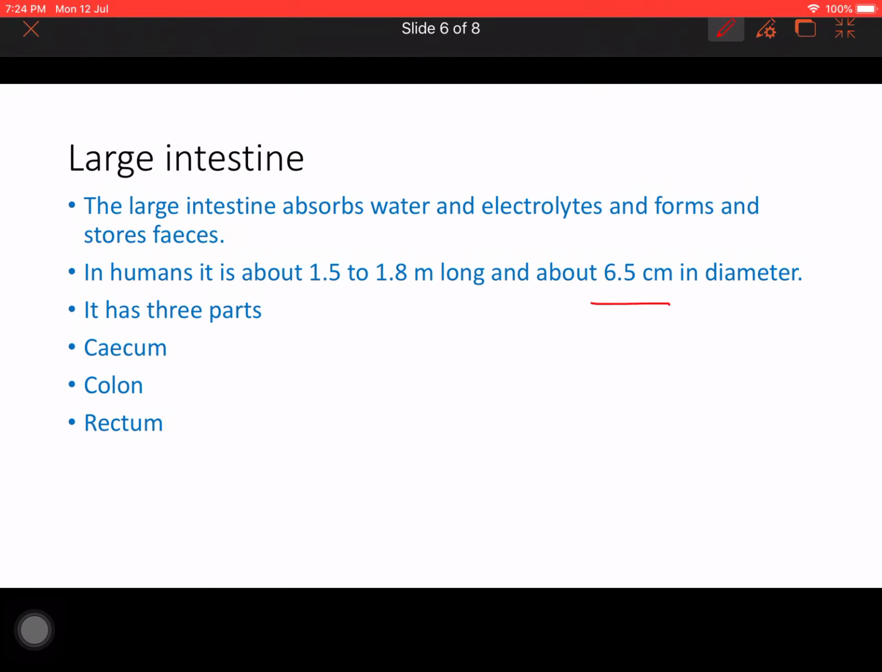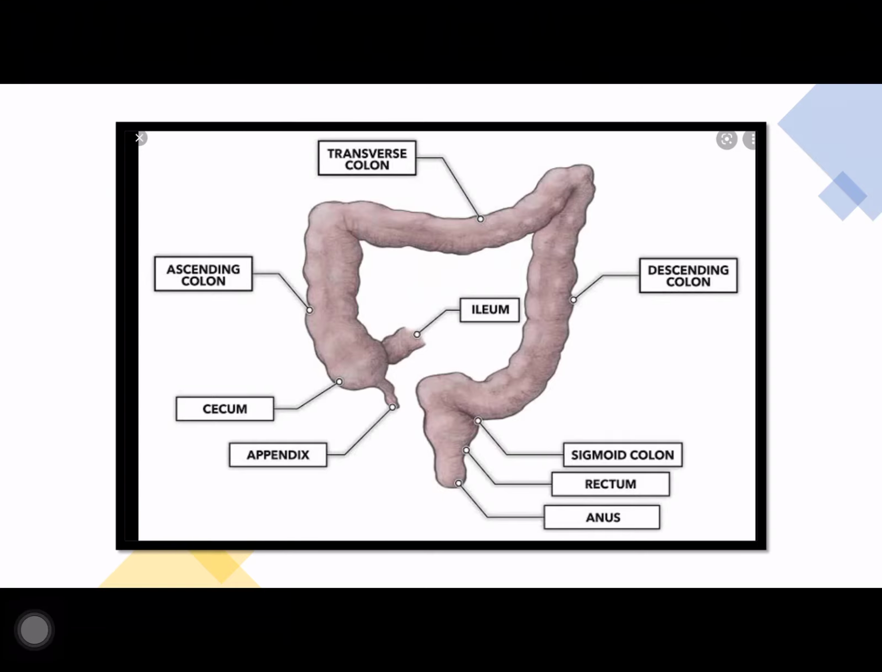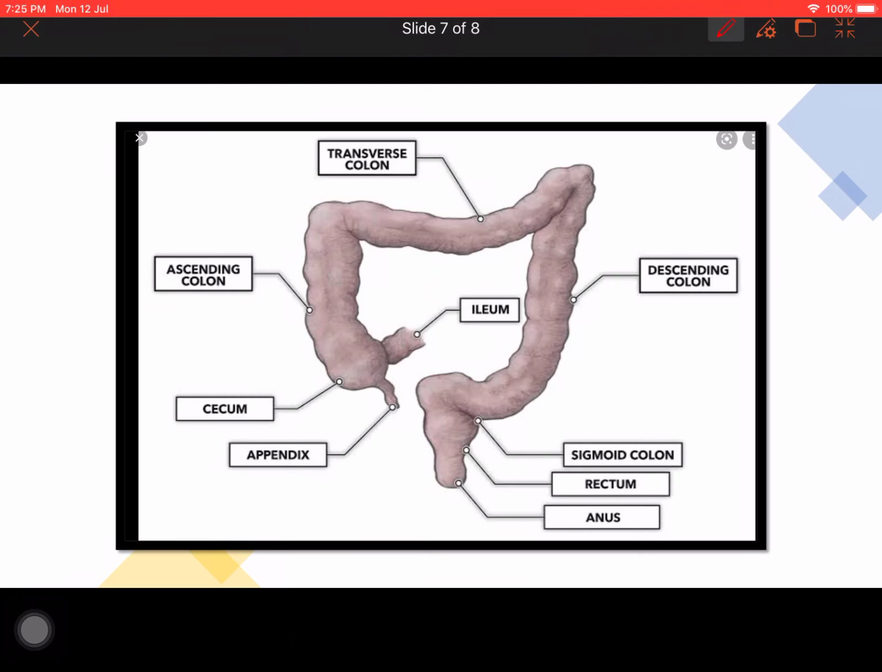So it is 6.5 centimeters in diameter, 1.5 to 1.8 meters long, and it has three parts: cecum, colon and rectum. It absorbs water and electrolytes, okay, and forms and stores feces. So is it clear? Now we will move on to the diagrammatic representation of the large intestine. Now let us see here what it is showing. The large intestine has three main parts: cecum, colon and rectum, as we have discussed in the previous slide. Now here comes the last part.